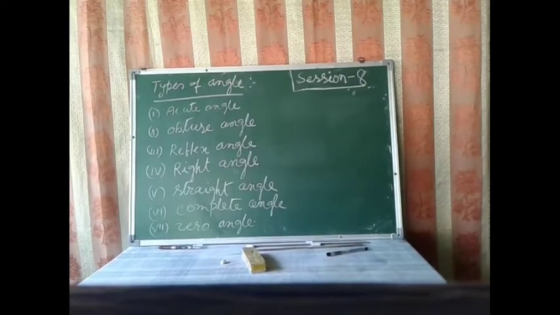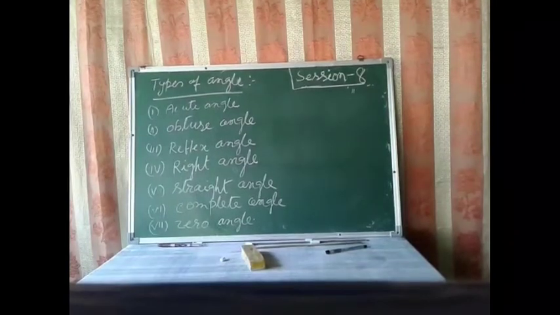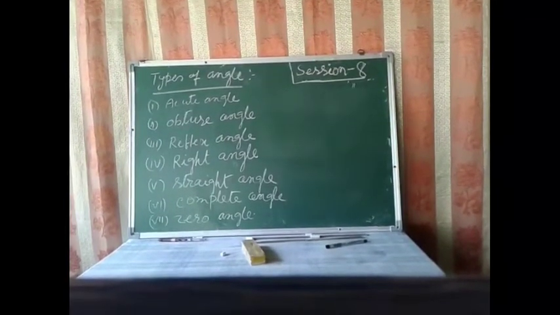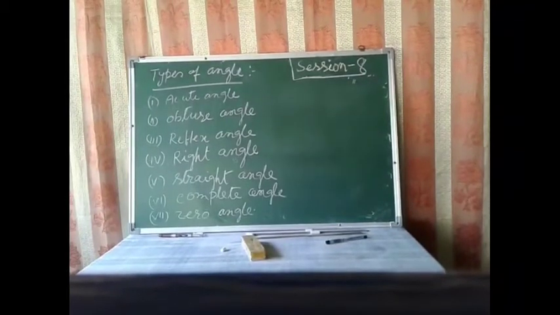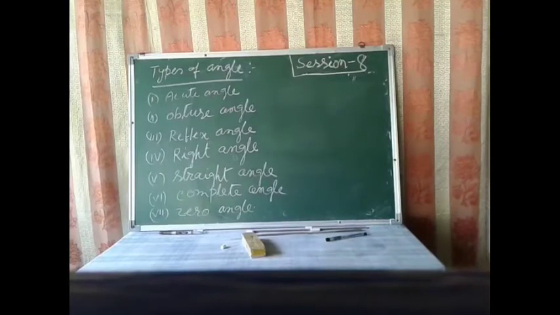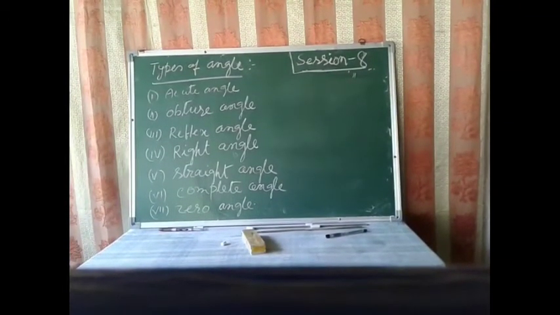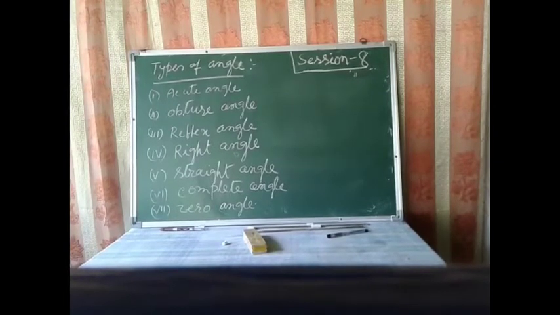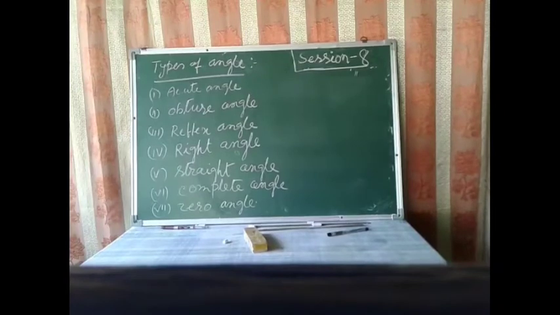Next, zero angle. What is a zero angle? An angle of measure 0 degrees is called a zero angle. If the terminal position of the ray coincides with its initial position without making any rotation, the angle formed is 0 degrees.